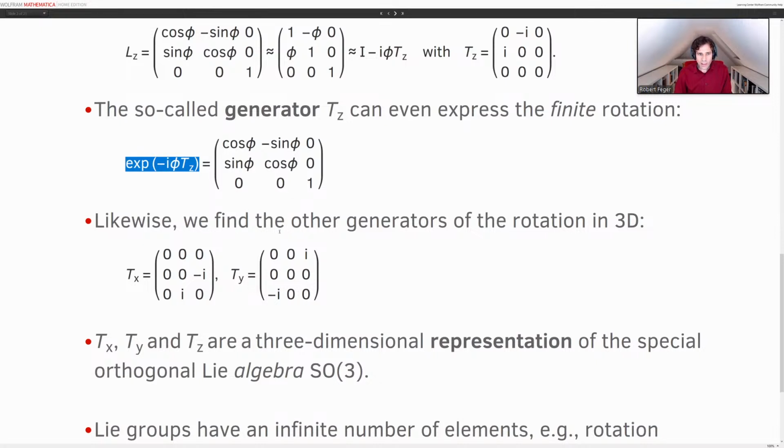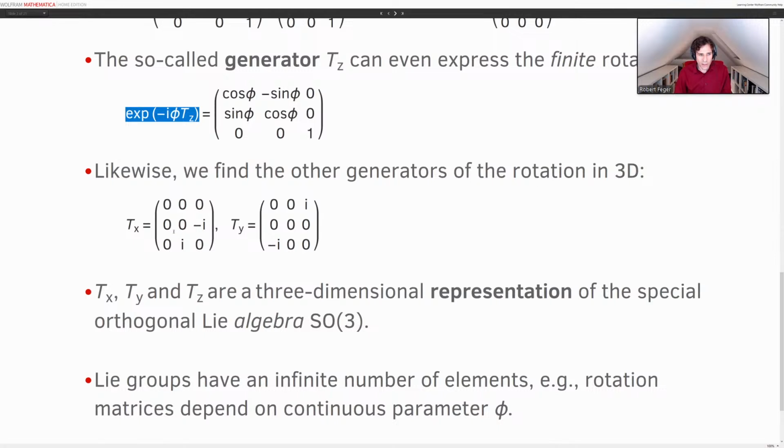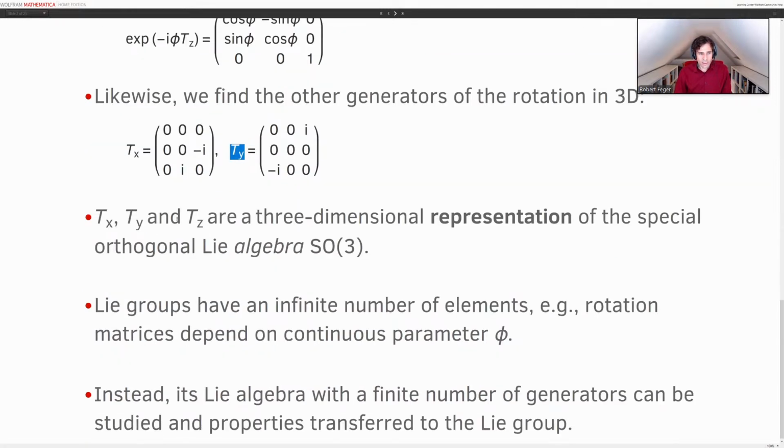So in the same way, we can find the other generators of the rotation in 3D, so the rotations about the other axes. So this is Tx and this is Ty. These three, Tx, Ty, and Tz, form the three-dimensional representation of the special orthogonal Lie algebra SO3. So this is not the group, this is now the algebra.